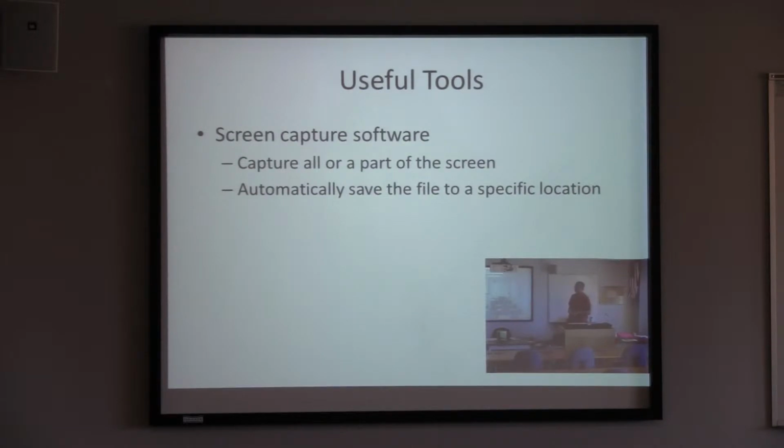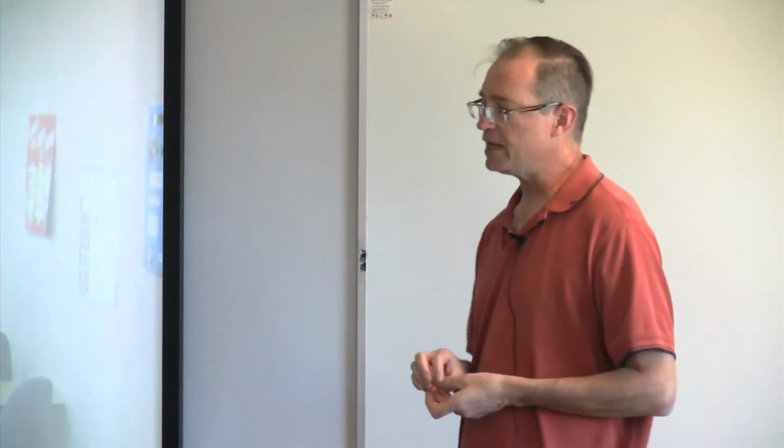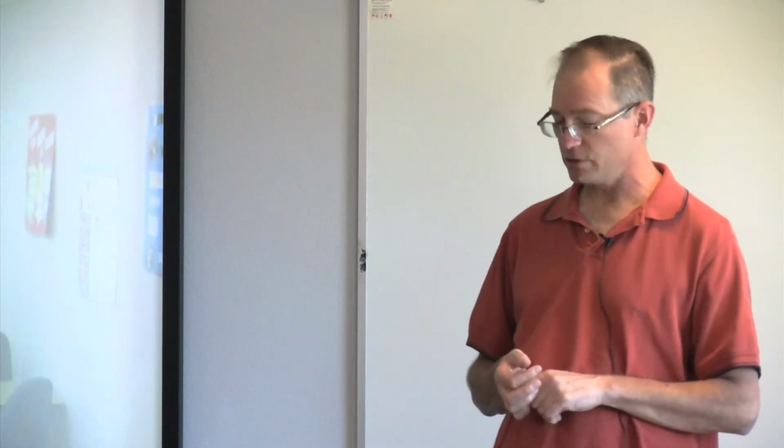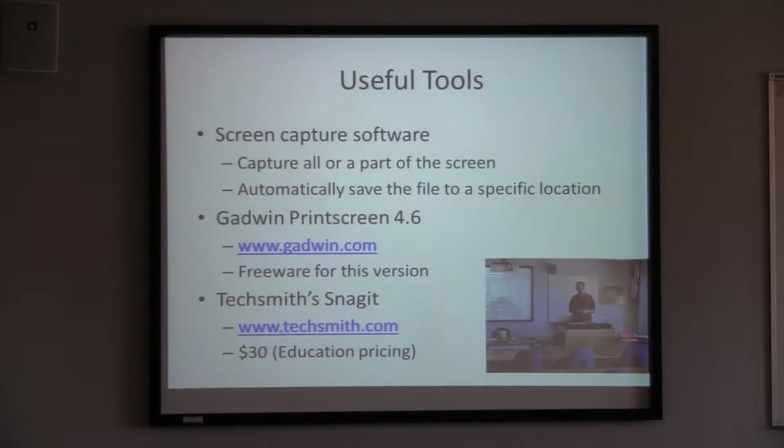So one of the things that I find really useful is screen capture software. I do a lot of screen captures. I capture the screen, put it onto the blog, I capture it, I put it into handouts. I couldn't live without that. There are 2 possibilities, I think, for actually doing screen capture. TechSmith Snagit works terrific, but it costs me money, so I don't use it, but I know it's a great product. What I use is something called Gadwin Print Screen 4.6. They have a more recent version, but that one costs money. And to be honest, I've never needed capabilities beyond that 4.6.